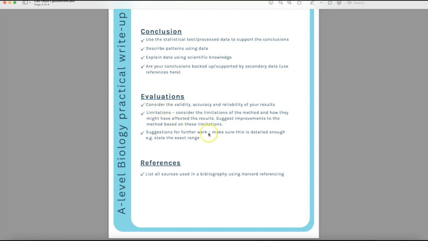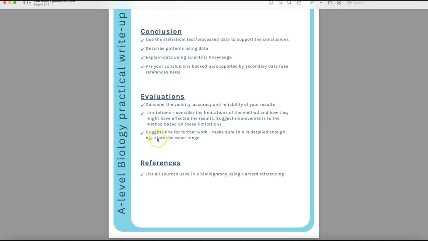And that is where we then need to consider, well, what were some of the limitations of the method then that meant we weren't getting reliable results? And once you've gone through those, you should also explain what the limitation is, why it would end up in you getting different results, and suggesting an improvement for how to overcome that limitation.